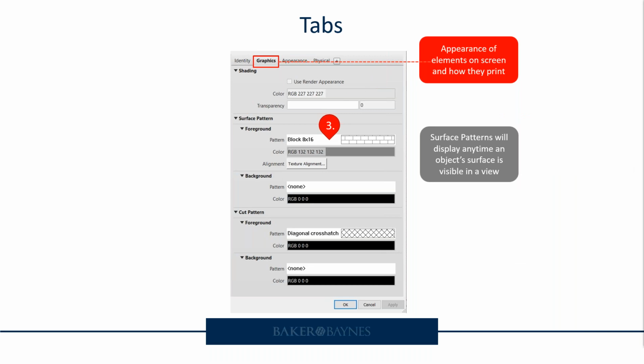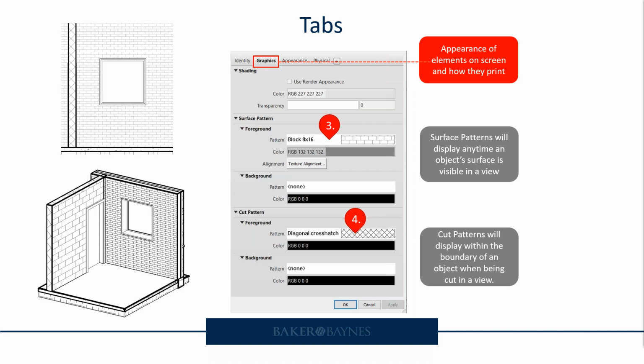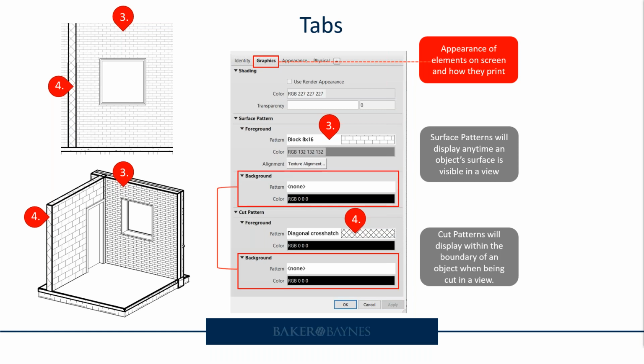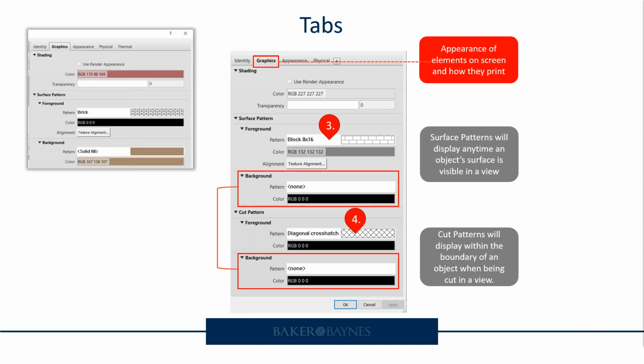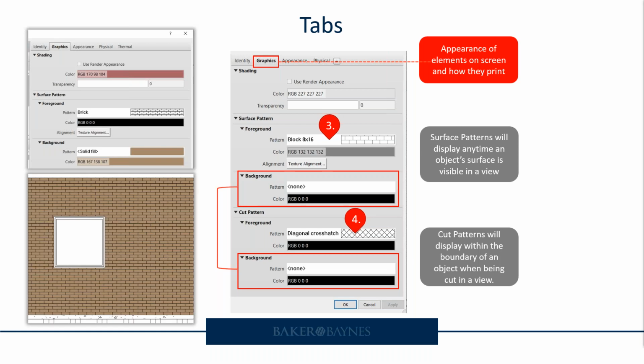Then your surface pattern will display anytime that an object surface is visible in a view, and your cut pattern will display within the boundary of an object when it's being cut in a view. These are two images to show you the difference between the two. Number 3 is your surface pattern, and number 4 is your cut pattern, which you see when you cut through an element. You can also choose to assign a background pattern or a full color. For instance, on a surface pattern, if you assign a background fill, this is more or less what you will see in your view on the surface pattern.